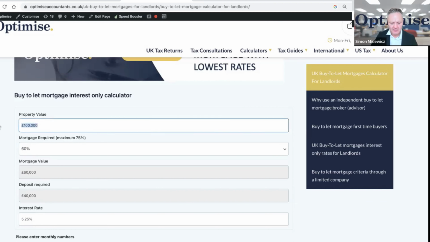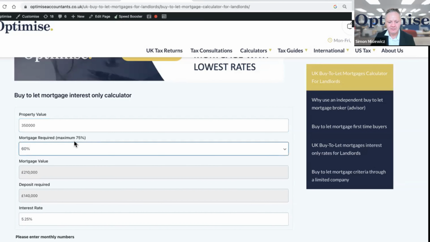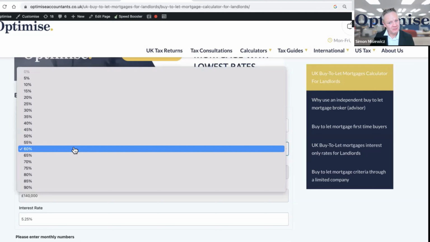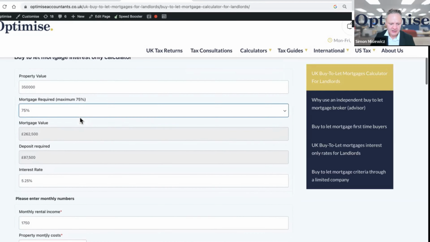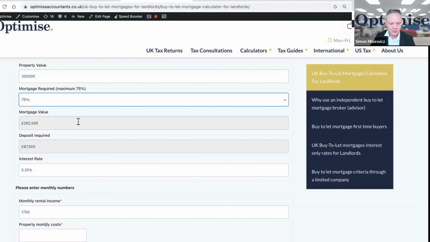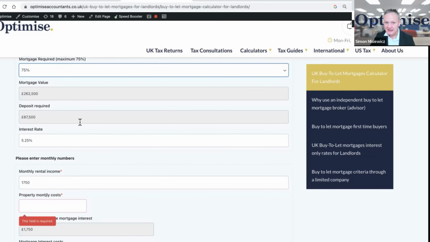So let's put a property value of £350,000. And typically we find that people go for a maximum 75% mortgage. We don't tend to find that people can get more. It's not impossible, but we tend to find that the maximum usually is 75%. So let's put that in there. So what we see now is mortgage value is £262,500. The deposit required here from you is £87,500. That does exclude things like stamp duty, land tax, conveyancing costs, etc. This is just for the actual property itself.